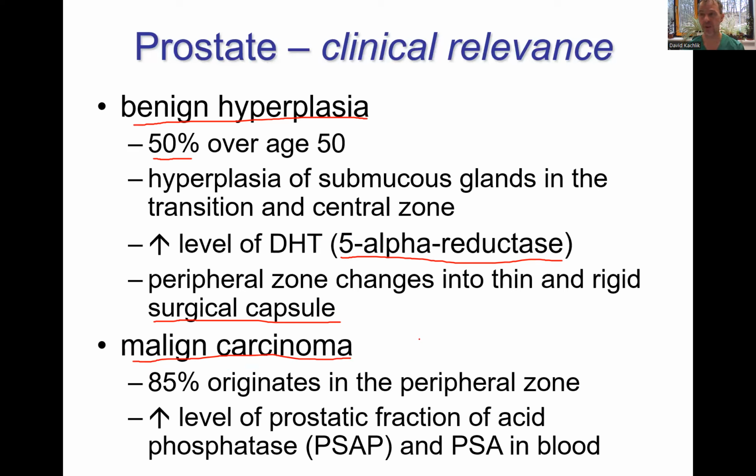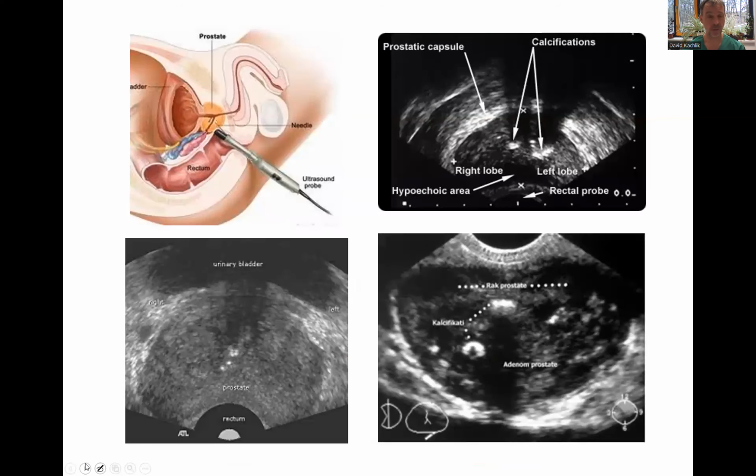First is palpation via rectum, but mainly ultrasound, either via rectum or via perineum. And in blood, you can measure the level of the prostatic fraction of the acid phosphatase, but mainly prostatic specific antigen in blood. So it is necessary to measure it and then to continue measuring and checking the differences in the level. So please remember, benign hyperplasia in the transient and central zone, and malign carcinoma mainly in peripheral zone. So how to examine?